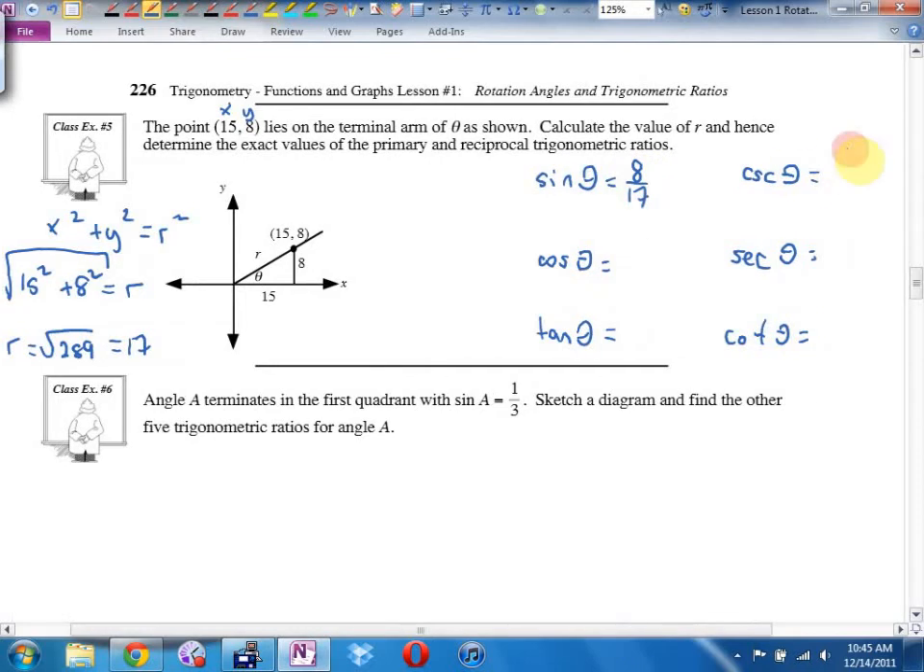Cosine is what over what in terms of X and Y and R? So specifically for this one, what's it going to be? And secant will be 17 over 15. Tangent is what over what in terms of X and Y and R? Y over X? Specifically for this question, what will it be then?